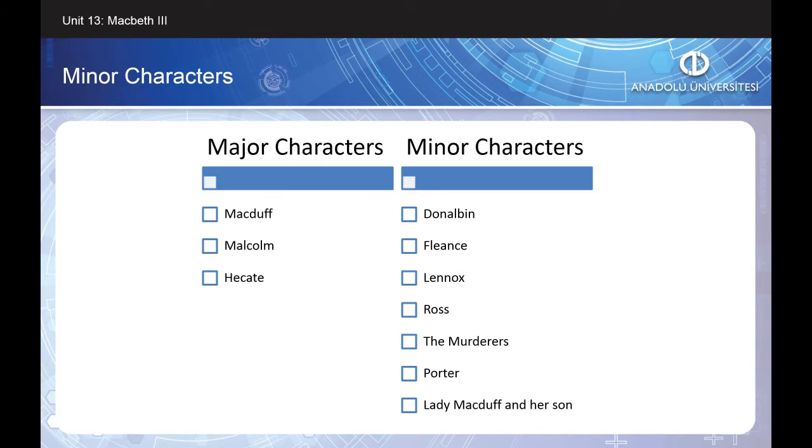The minor characters are Donalbain, Fleance, Lennox, Ross, the murderers, Porter, Lady Macduff and her son.